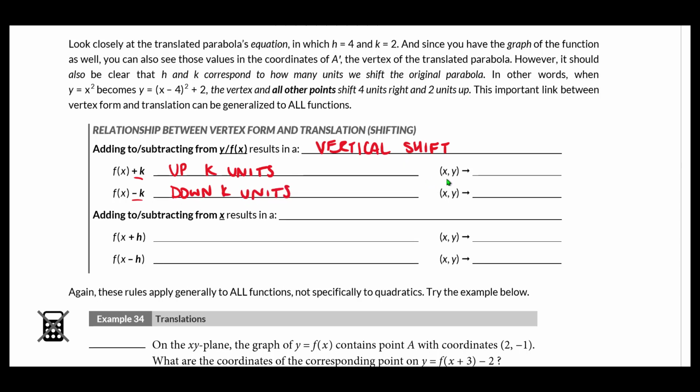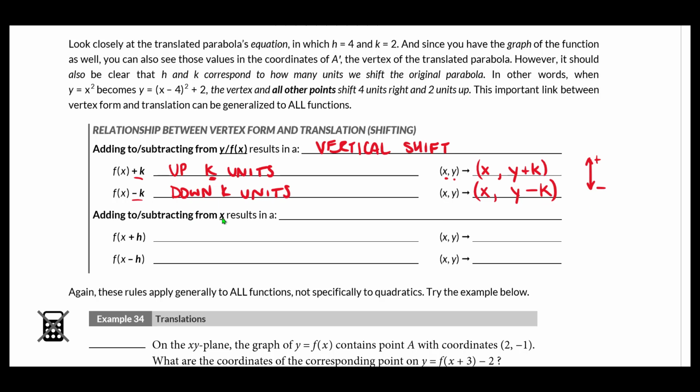So we go from having an x, y coordinate to having an x comma y plus k coordinate. In other words, we have to add that k to all of our y coordinates, and if we are subtracting the k, we go from x, y to x comma y minus k. So again, the k here shifts the graph up or down. If k is positive, we go up. If k is negative, we go down.